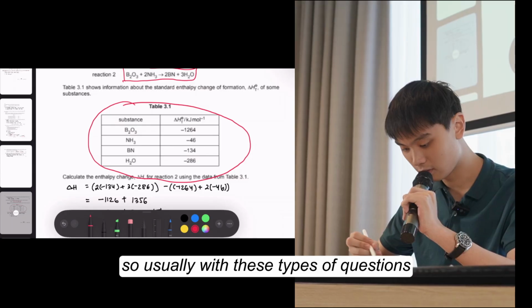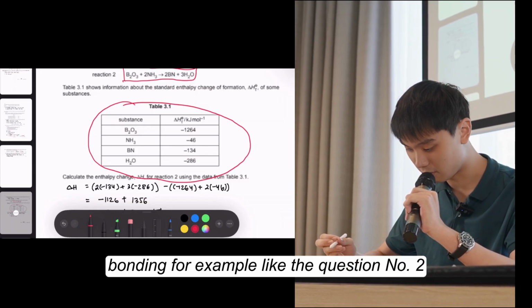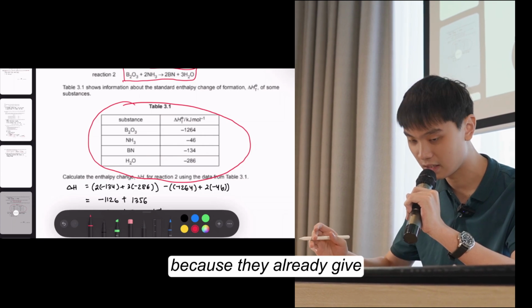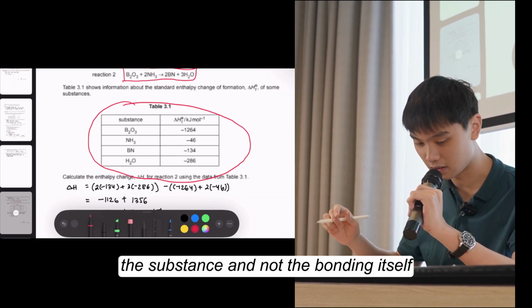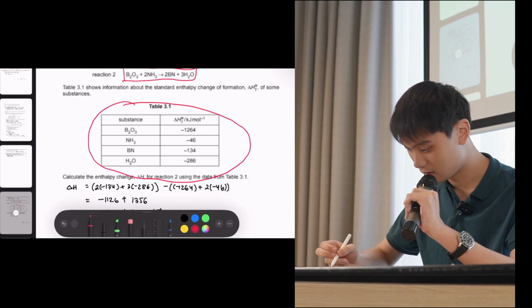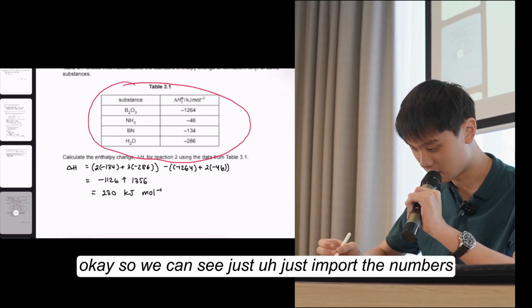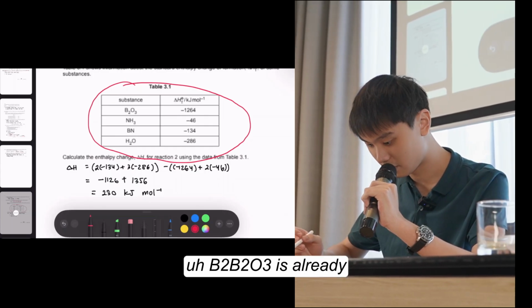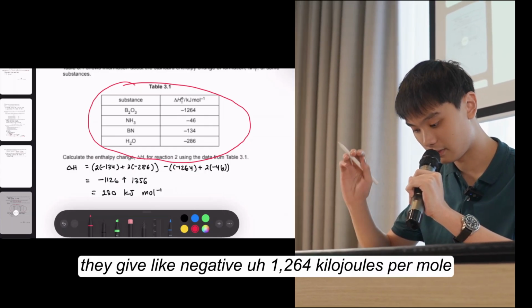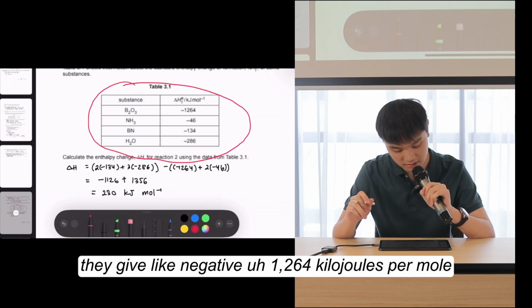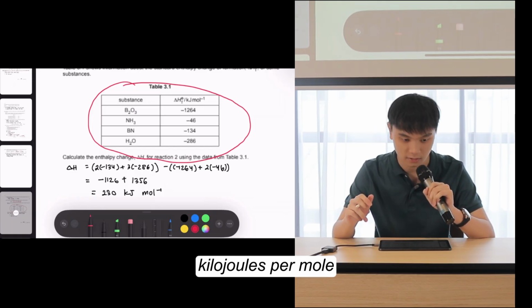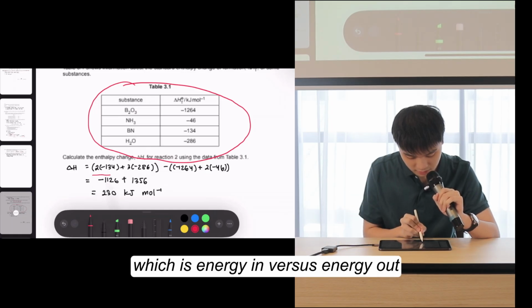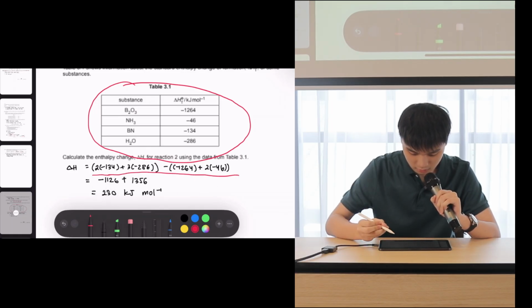Okay, so usually with these types of questions there is bonding, for example, like question number 2, but this question is much simpler because they already gave the substance and not the bonding itself. Okay, so we can just input the numbers. B2O3 is already given as negative 1264 kilojoules per mole. So you just input it to the equation, which is energy in minus energy out.